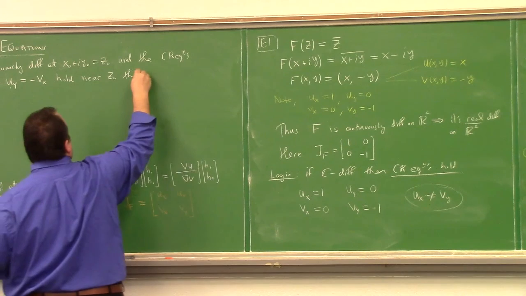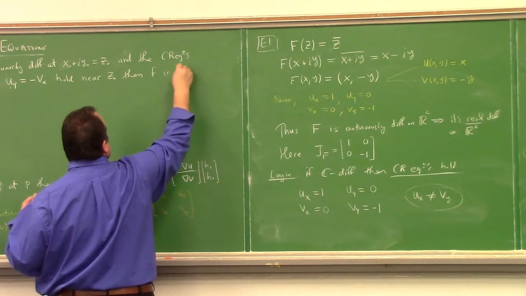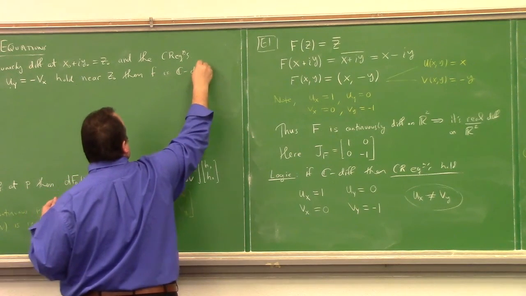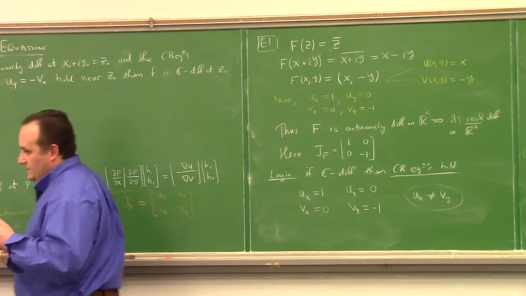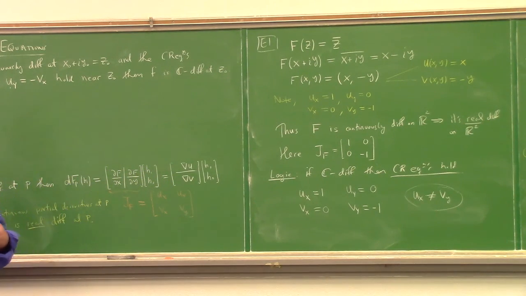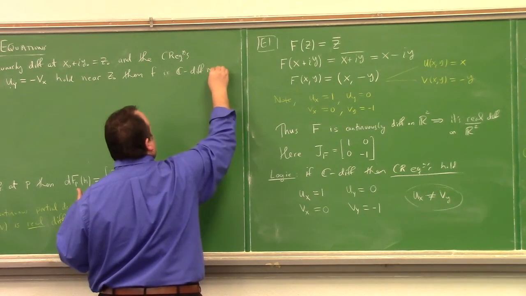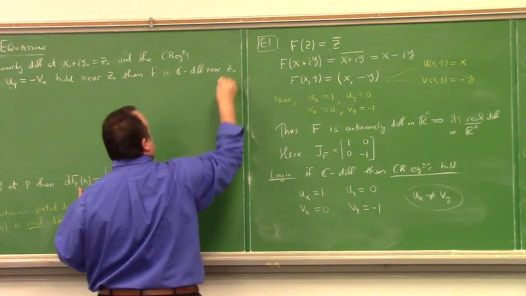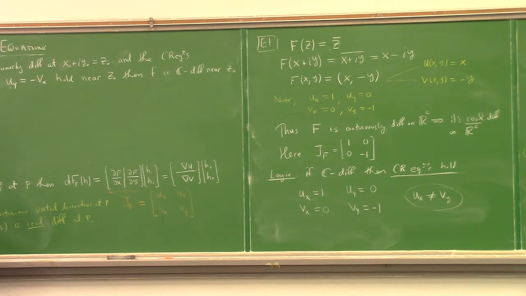then f is complex differentiable at z_0. In fact, it's more than that, right? It's actually complex differentiable near z_0. So I can replace that 'at' with a 'near'. What does it mean to say that it's complex differentiable near z_0? Well, we had a word for that last time. If it's complex differentiable on an open disk around z_0, we said it was holomorphic at z_0.